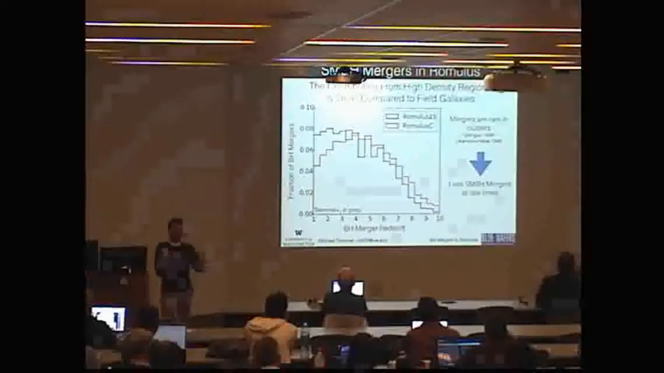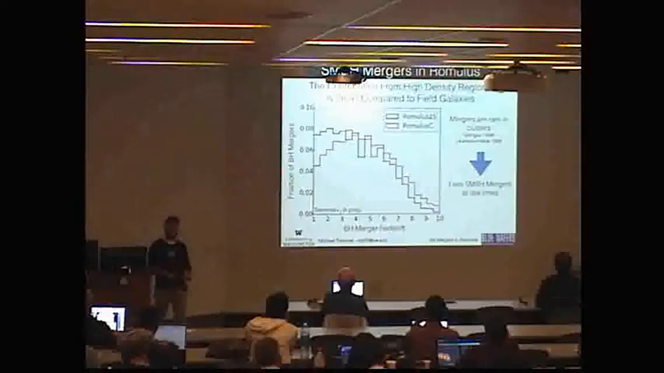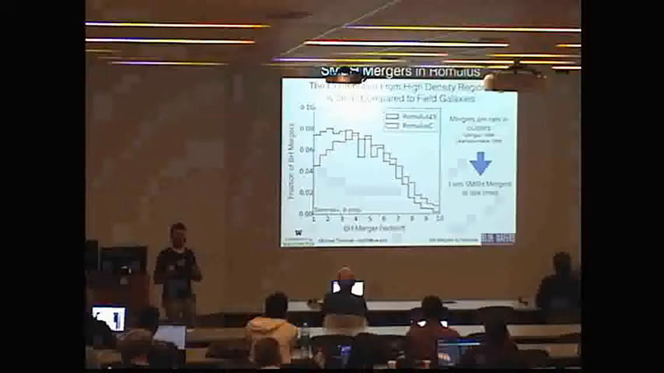So what this tells us is that the vast majority of a signal we would expect LISA or pulsar timing arrays to receive from massive black hole mergers is due to field galaxies and not clusters.